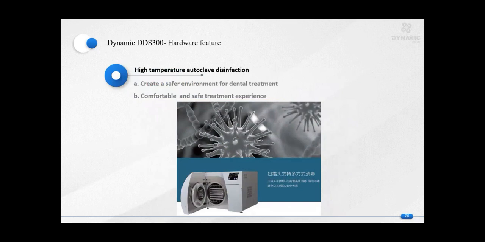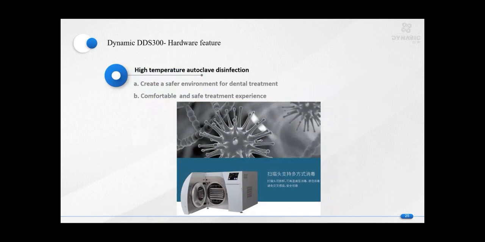Therefore, both patients and medical staff in the clinics need a safe diagnosis and treatment environment and workplace. So every medical device needs to be completely sterilized after use to avoid cross-infection, which is an important measure to ensure your safety and to keep a safe treatment place.